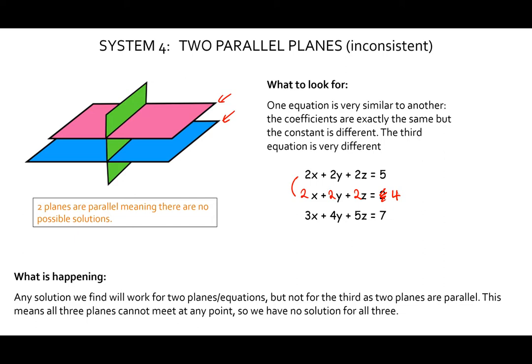So because of all this, and we have two parallel planes that can't meet at any point or along a line, we have a non-solution system.